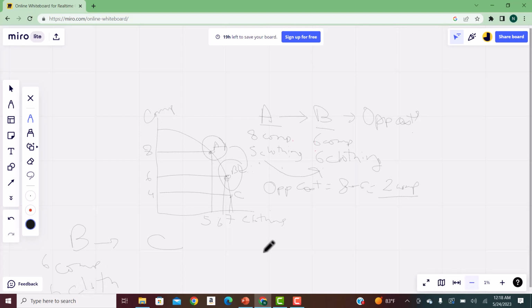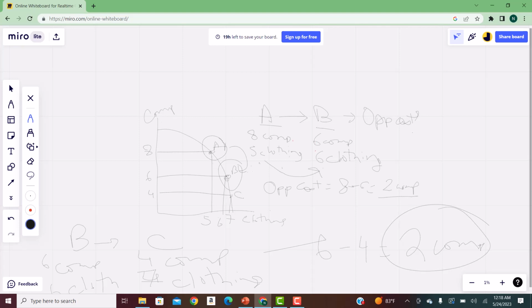And point C has 4 computers and 7 clothing. So then, in order to give up one clothing, or in order to get one additional cloth, we are giving up 6 minus 4 equals 2 costs, which is your opportunity cost.